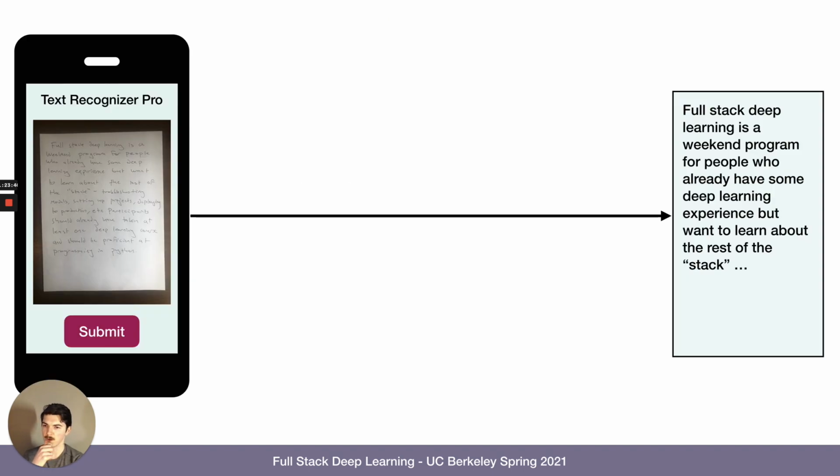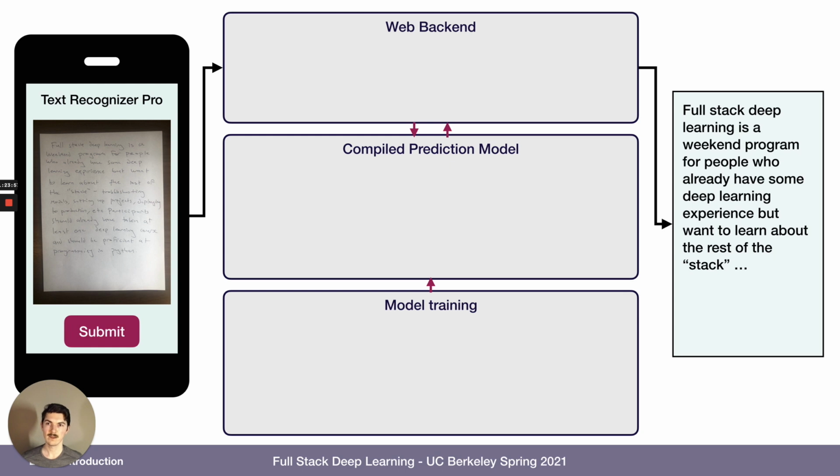We want to have some kind of service that I guess Josh at some point called Text Recognizer Pro, where we can take an image of a handwritten paragraph of text and somehow obtain a transcription of it automatically. The way we're going to implement it is by sending the image, from a phone or a computer, off to a web backend, which is going to run our prediction model. And the prediction model is going to be trained via the process of model training.